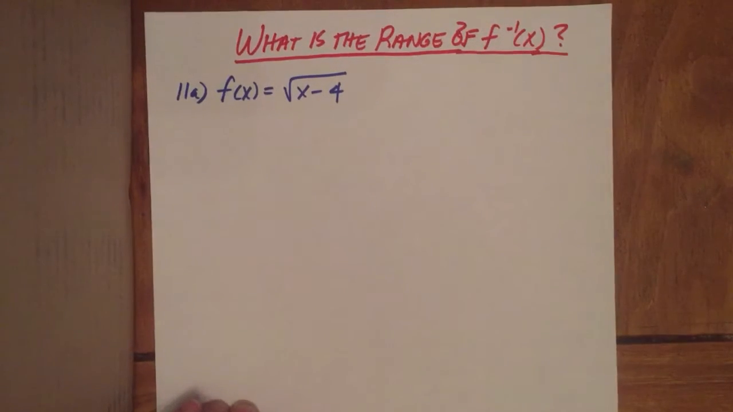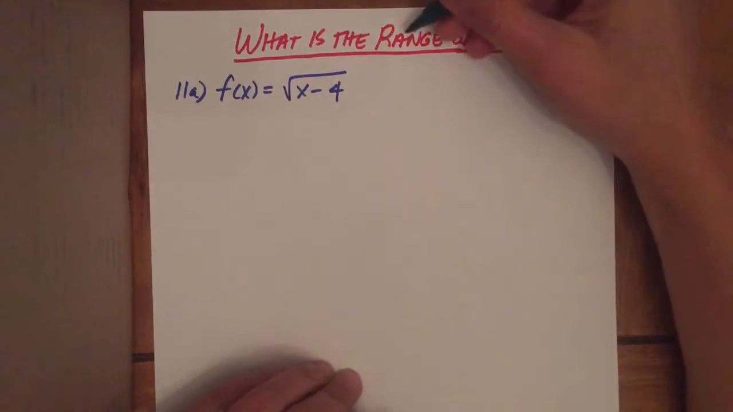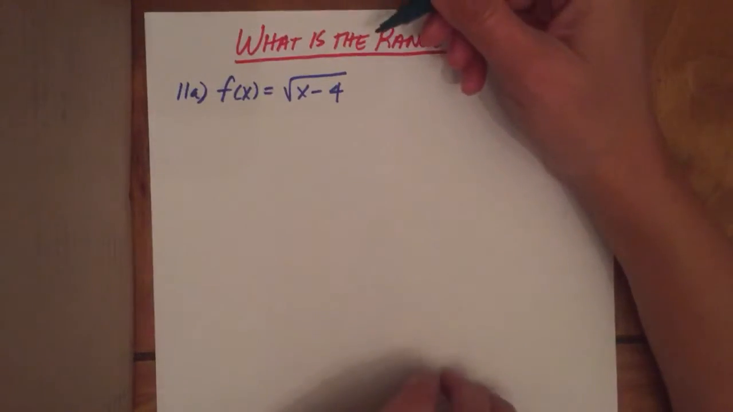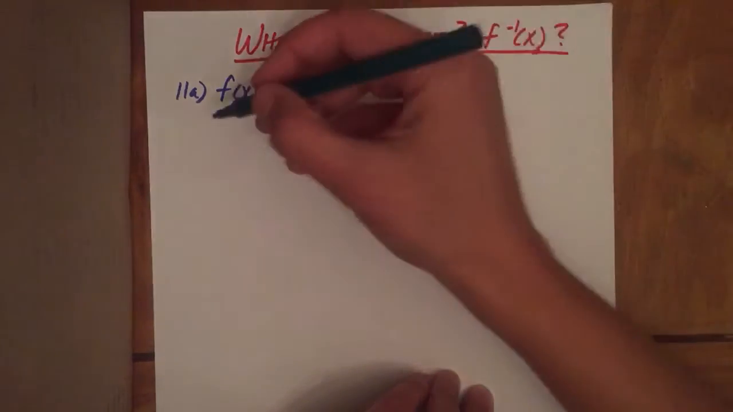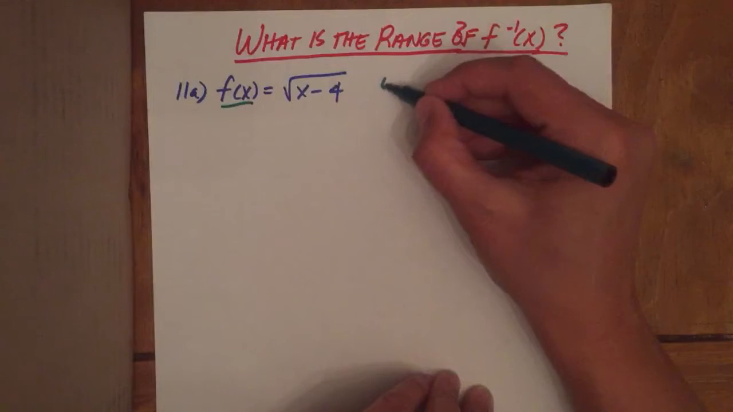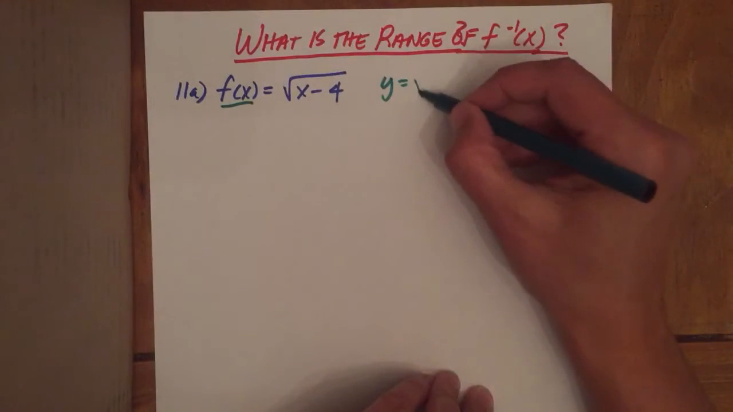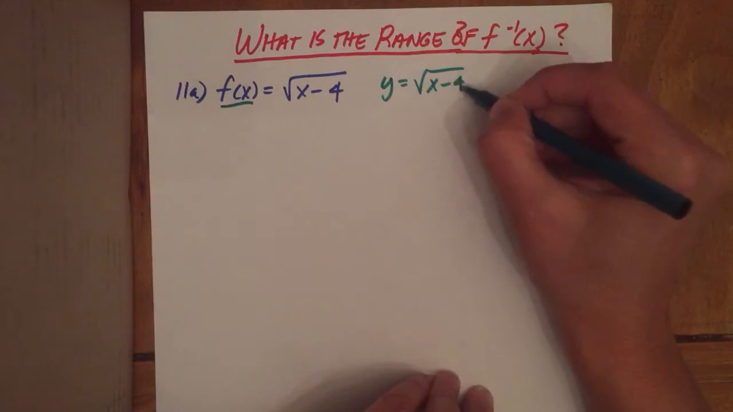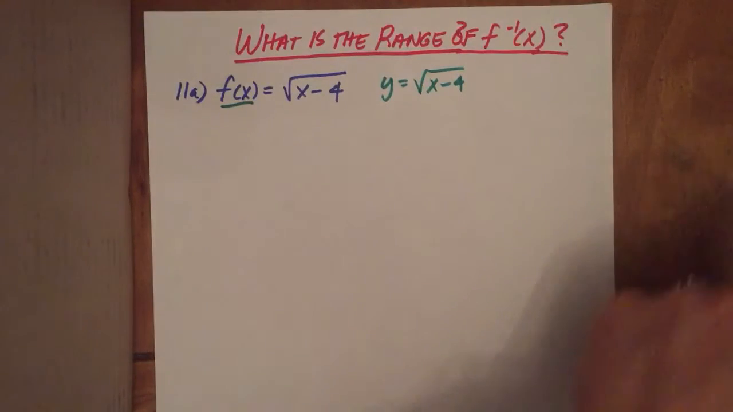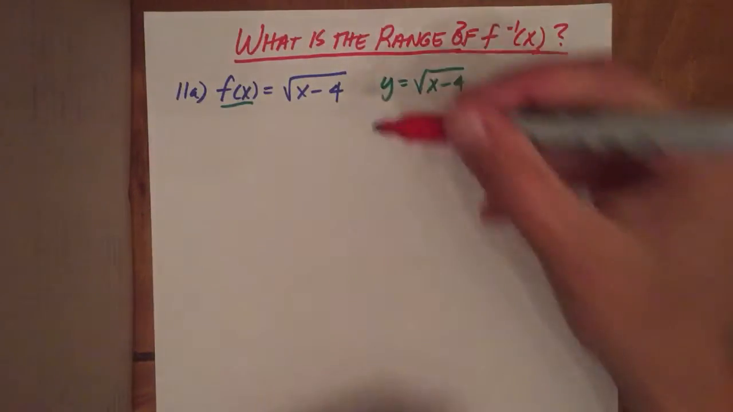So for part 11 of the review, it's asking you what is the range of f negative 1. And if you remember, f negative 1 is the inverse function. So before I can find the range of the inverse function, I need to find the inverse function. So I'm going to change this, so that becomes y equals the square root of x minus 4. And I'm trying to find the inverse function.